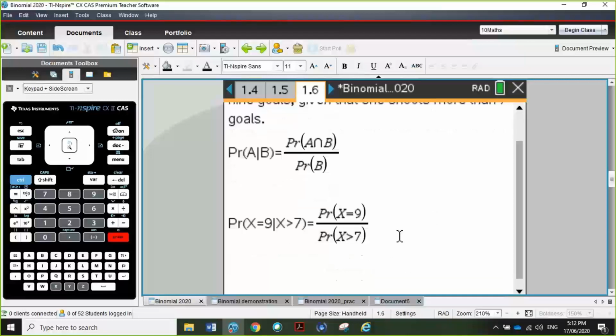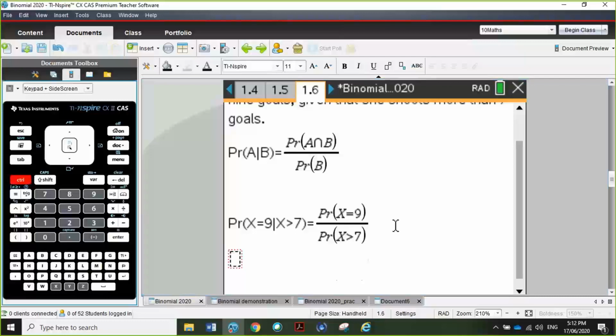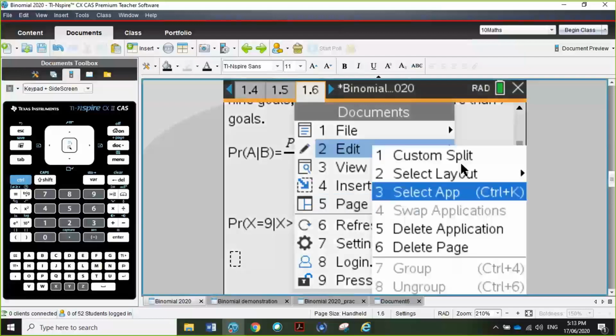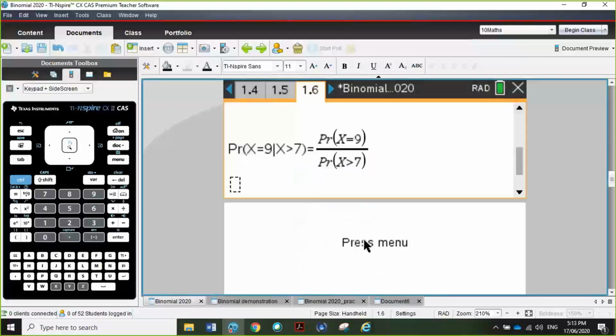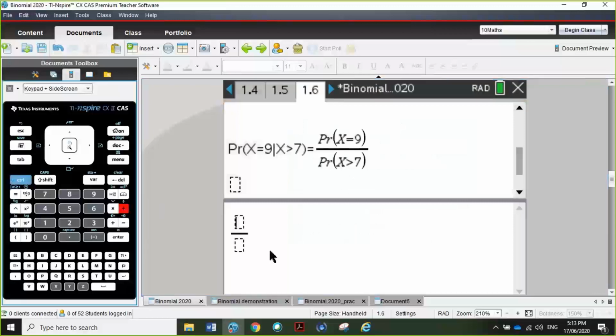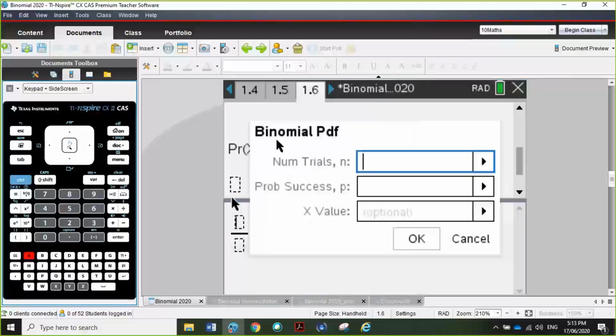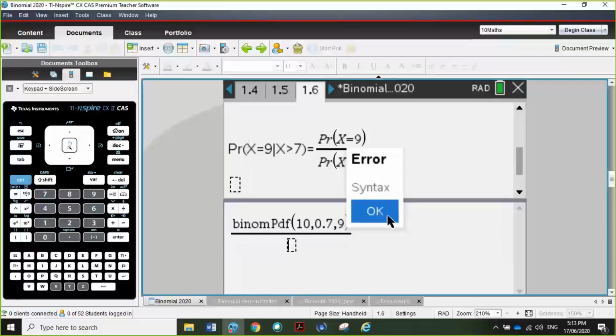Now we can actually do this in one step on our calculator. So I'm using a math box in a notes page. You could just do this on a normal calculator page. And in fact, I'm going to split my page and do it in a normal calculator page for you, just the way that you guys would. Here we go. So you get a fraction template up. Now we want menu 5.5a, and this is the probability that she scores exactly 9 goals. So we can put that value up there in our numerator.